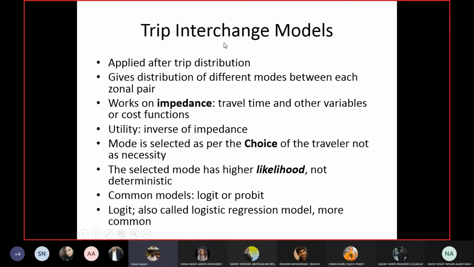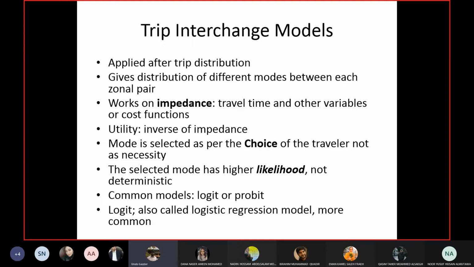These models, trip interchange models, work on impedance. Now, impedance means resistance to something, or in other terms, they also call it the cost function. So impedance means the things which are stopping you from using a mode.